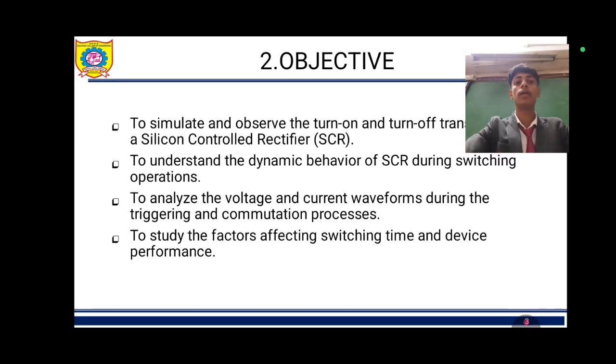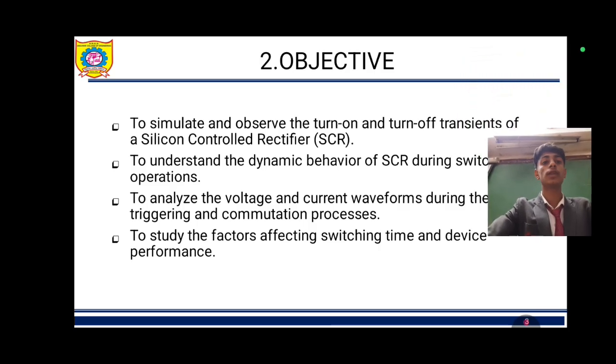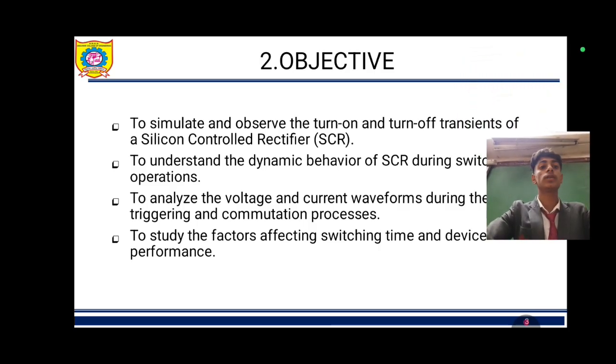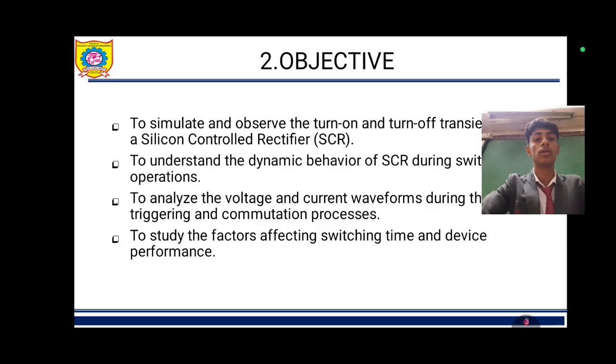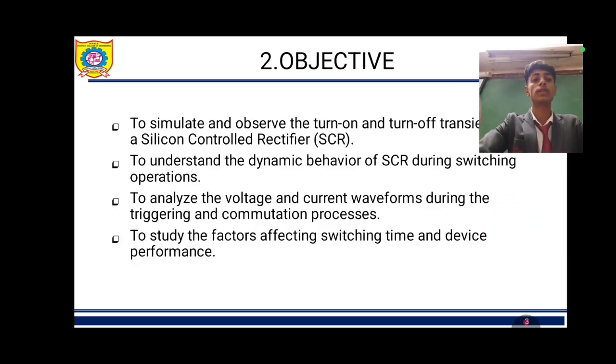Our objective is to simulate and observe the turn on and turn off of the thyristor, the silicon controlled rectifier SCR, to understand the dynamic behavior of the SCR using switching operations, to analyze the voltage and current waveforms during the triggering and commutation process, and to study the factors affecting switching time and device performance.